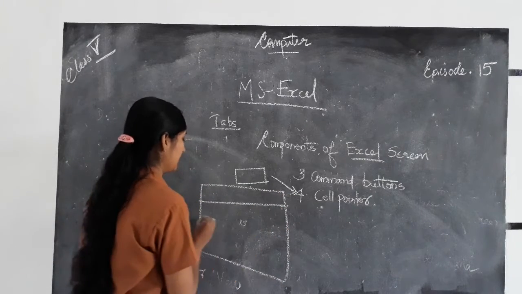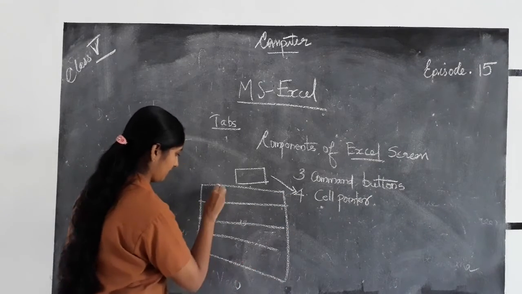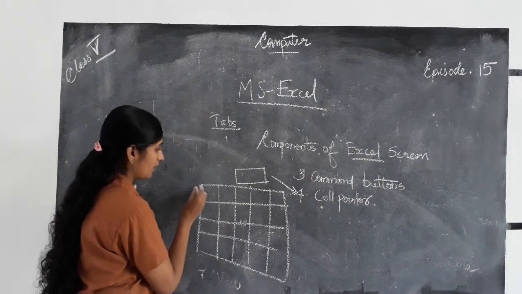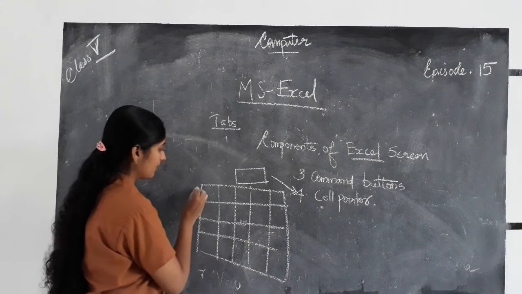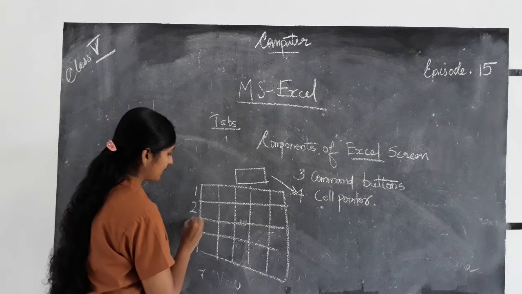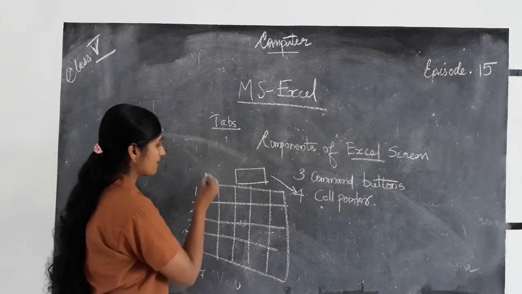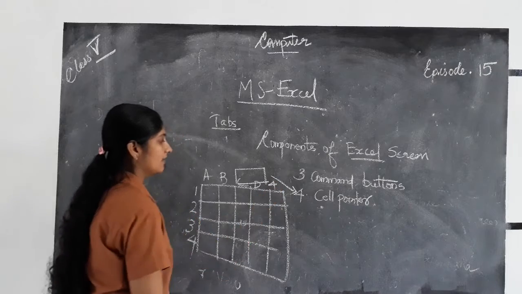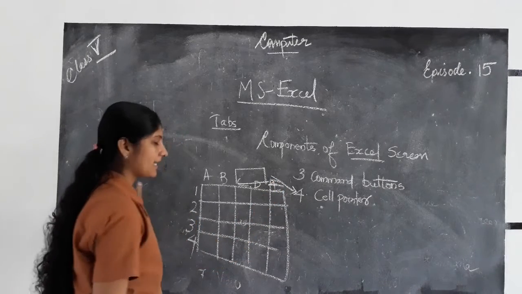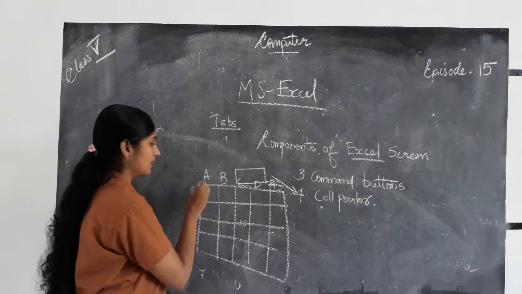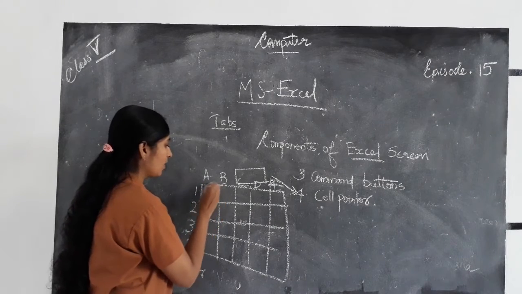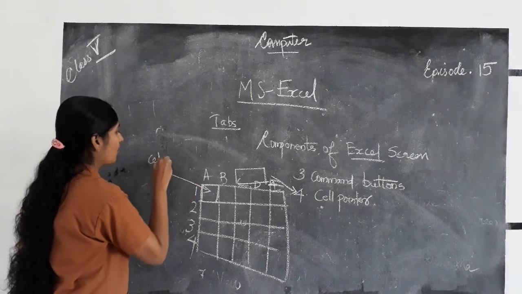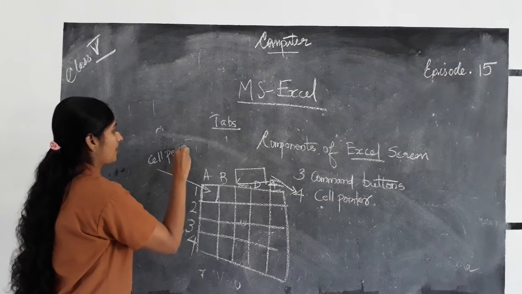This is the worksheet. This is row and this is column. Each row is represented by numbers and columns are represented by alphabetic letters. Then, if you want to make a cell active, just click on the cell. So, a cell pointer appears.